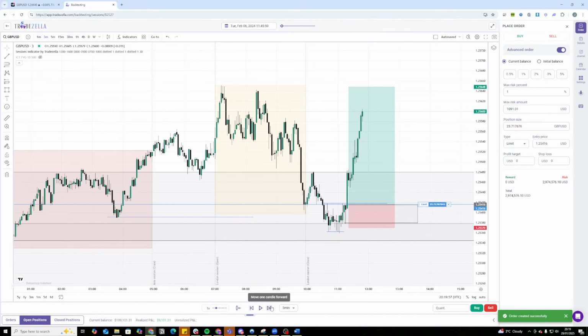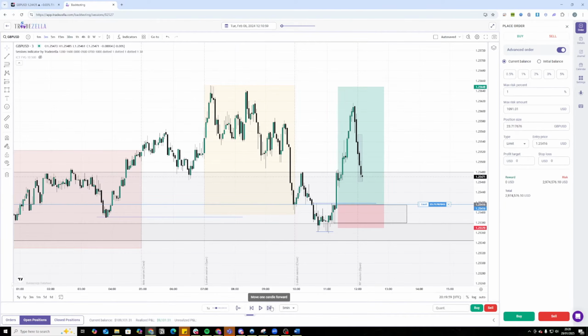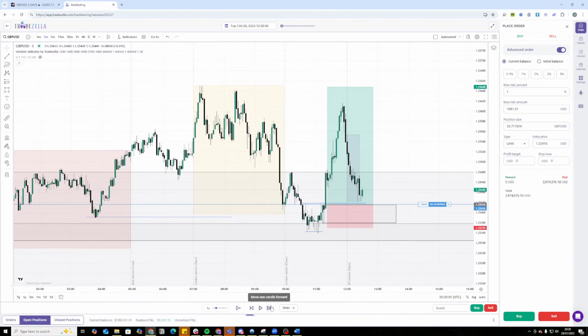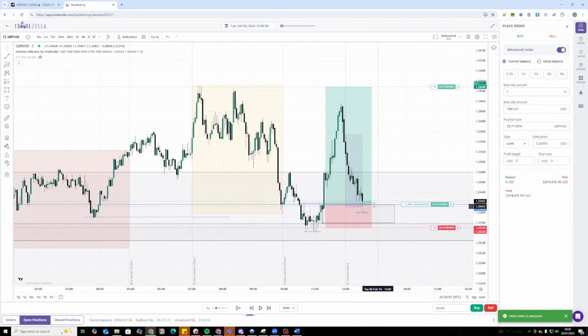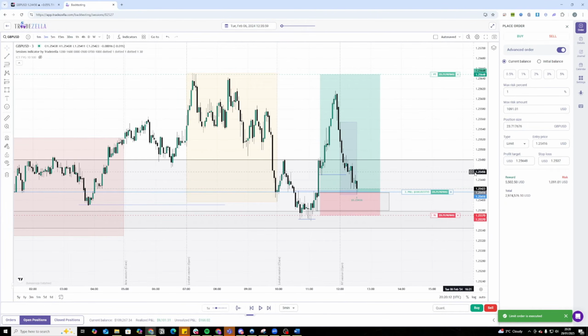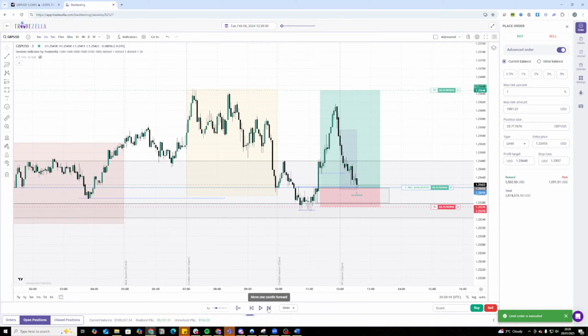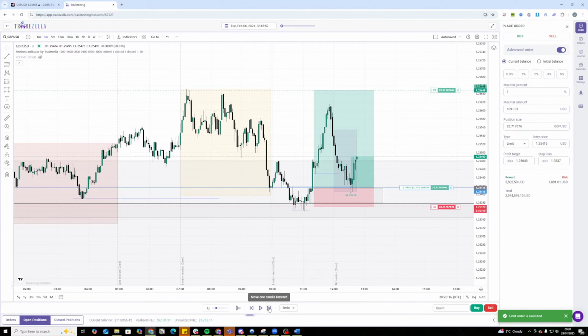If it comes, is it going to take us in? Okay, we get tagged in. And we also took out this sort of liquidity here. You can see this little bit of inducement just before the supply area, so that makes me quite confident in this. Let's see if it runs up. We do reject.